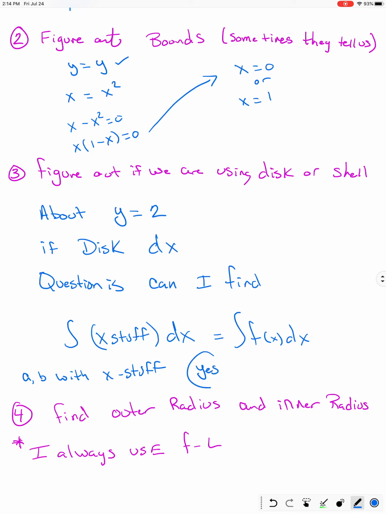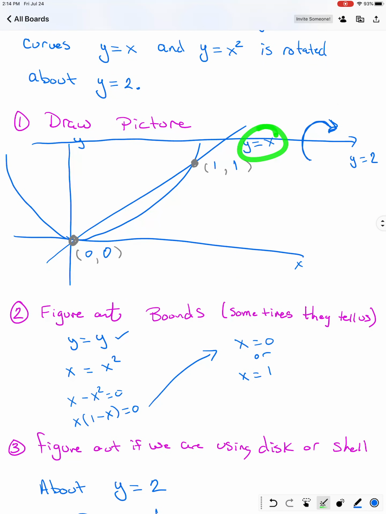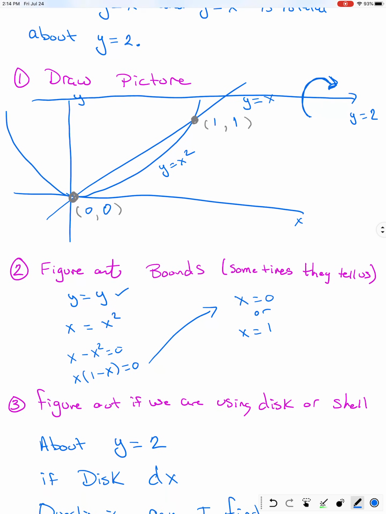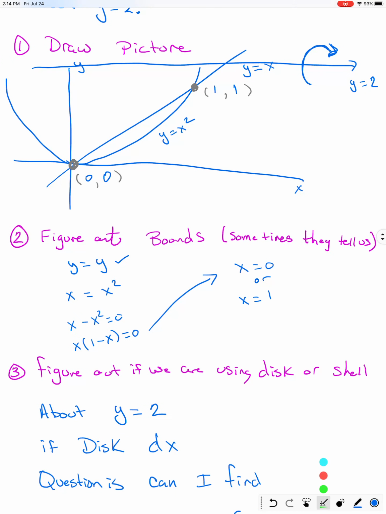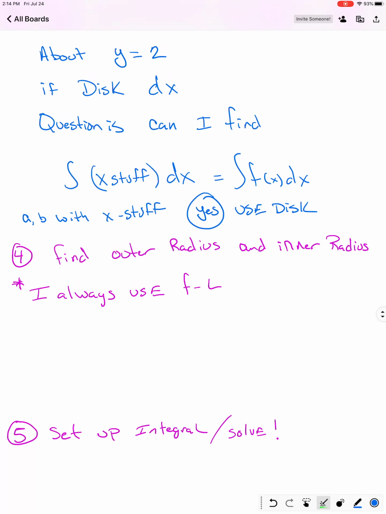If the answer is yes, then use a disk. If the answer is no, then use shell. Okay? So it's easy to find the x stuff in this case. I've got them written down already, right? So this is x stuff. This other one is y equals x squared. X stuff is easy to find. My bounds of integration in terms of x are easy to find: 0 to 1. And I'm going to rotate around dx, so no worries.